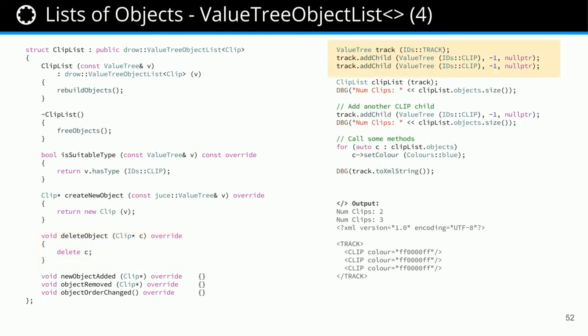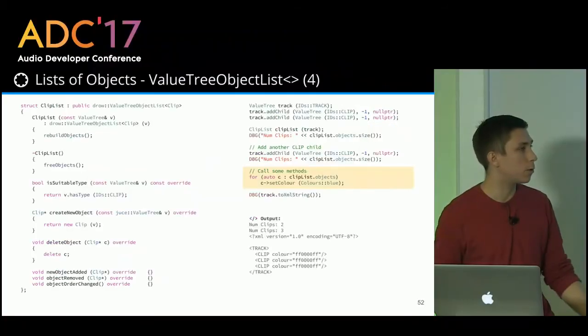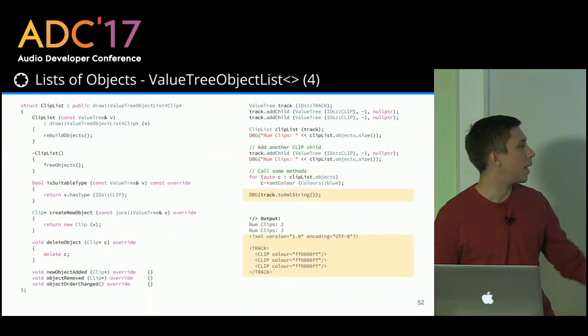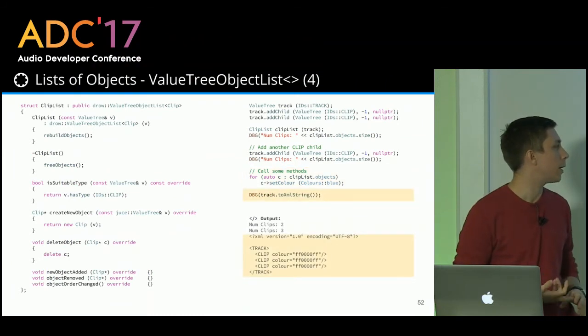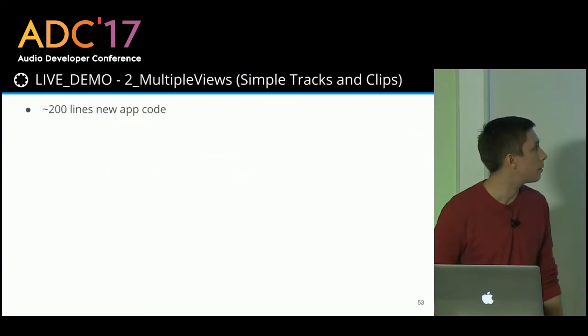So as I showed before, this is how we use it. We create our clip list, and we can output. We get number of clips is 2. Then if we add another value tree, the ValueTreeObjectList is going to construct a new object, and therefore our objects now has a size of 3. And then we can use a range-based for to iterate, call type-safe methods on it, and we get our XML, which is a track with 3 clips, correctly with their color property set.